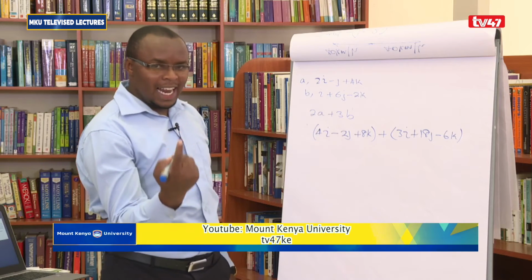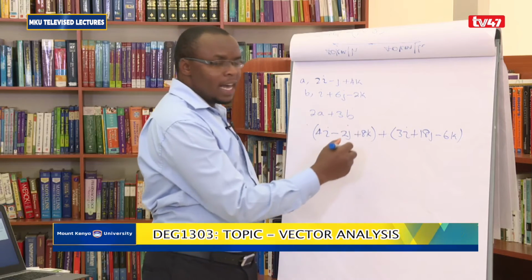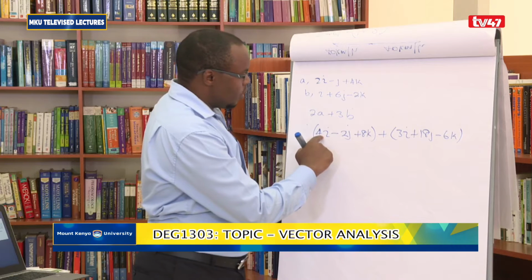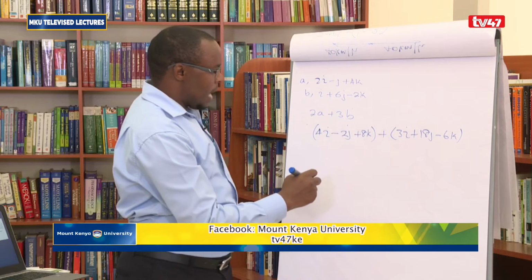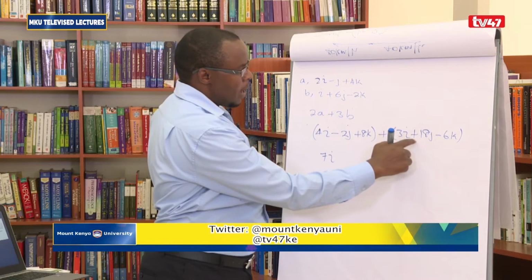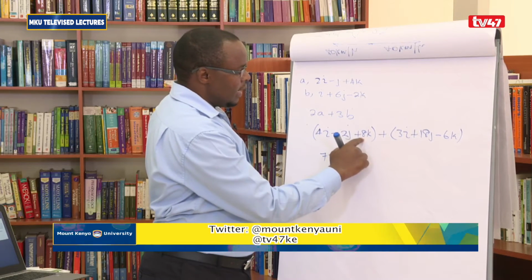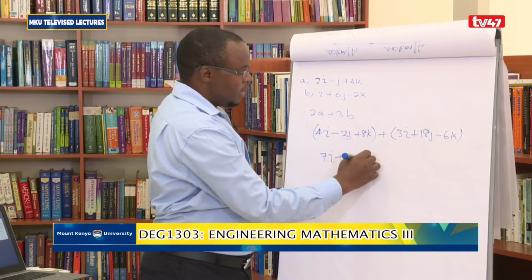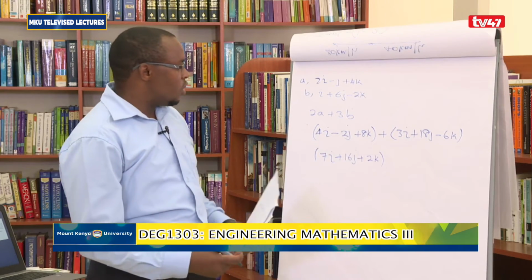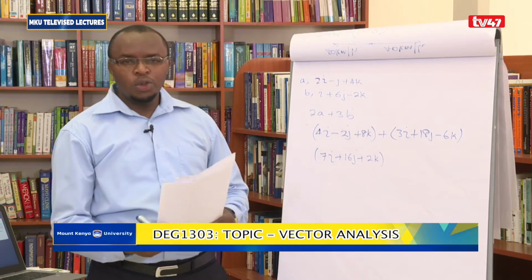And then you put the like terms together. Where you have got i's, you put them together, j's, you put them together, so that you get the vector. Therefore, 4i plus 3i is going to be 7i, minus 2j plus 18j is going to give us plus 16j, and then 8k minus 6k is going to be plus 2k. So this is the result of having 2a plus 3b when you have used the algebra in the vectors.